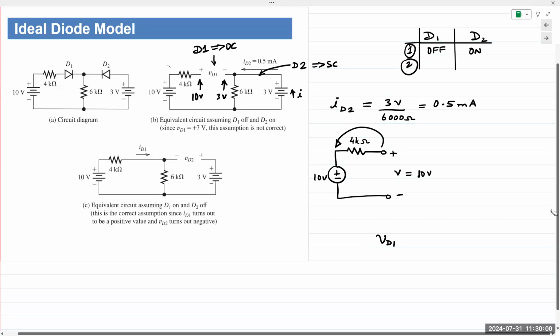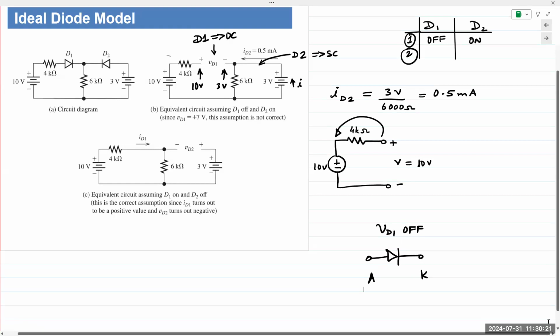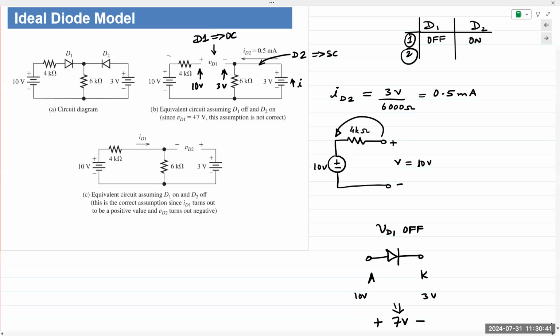And what I stated at the beginning, my assumption was that VD1 is off. If VD1 is off, then my assumption is that the cathode is higher than the anode. But the result of my analysis shows me that because of my assumption, this is at 10 volts and the cathode is at 3 volts, which results in plus 7 volts at the anode, which means the diode is not off. Diode is actually on based on my analysis.